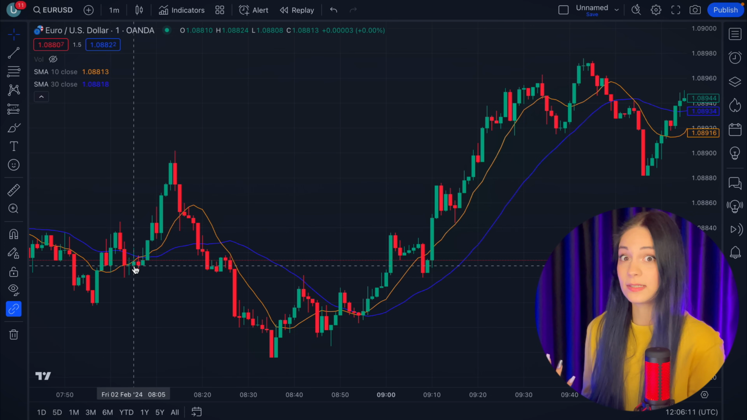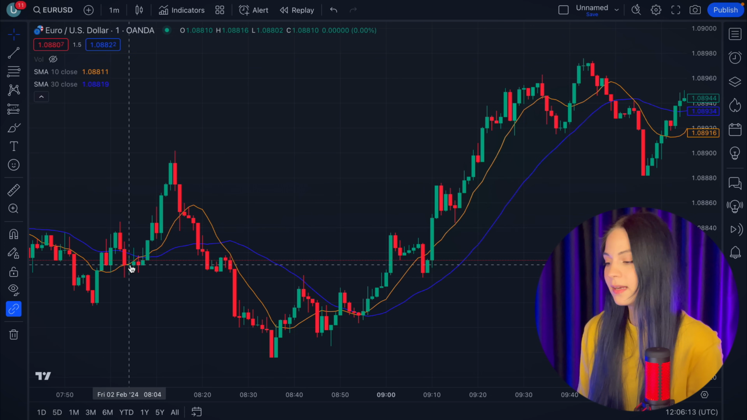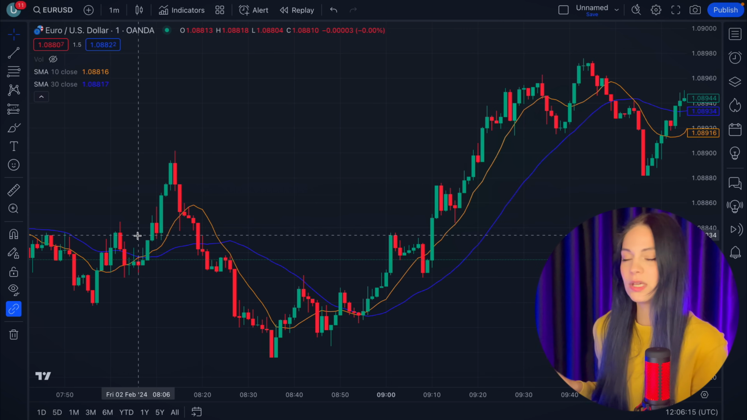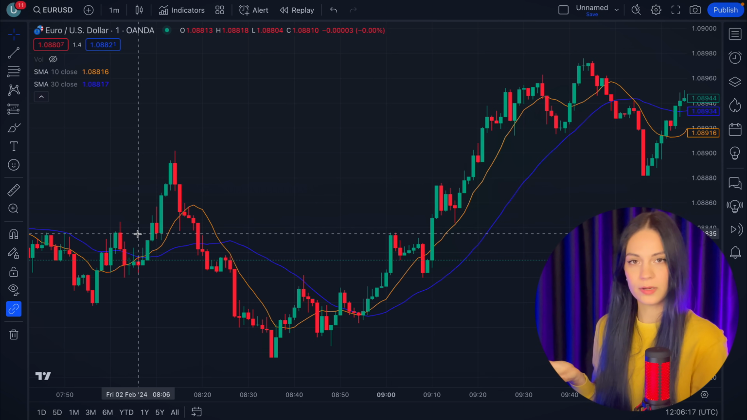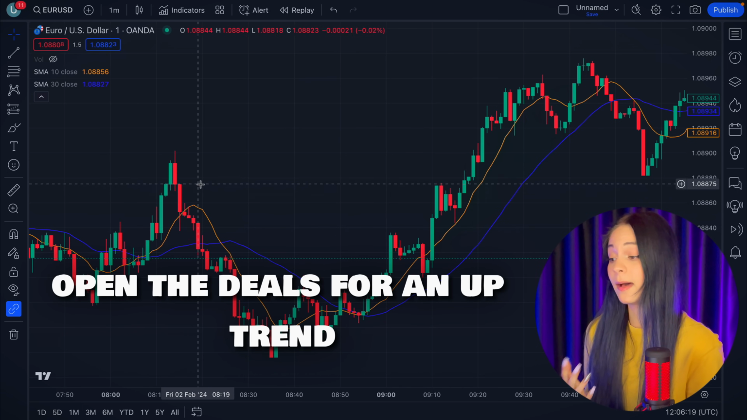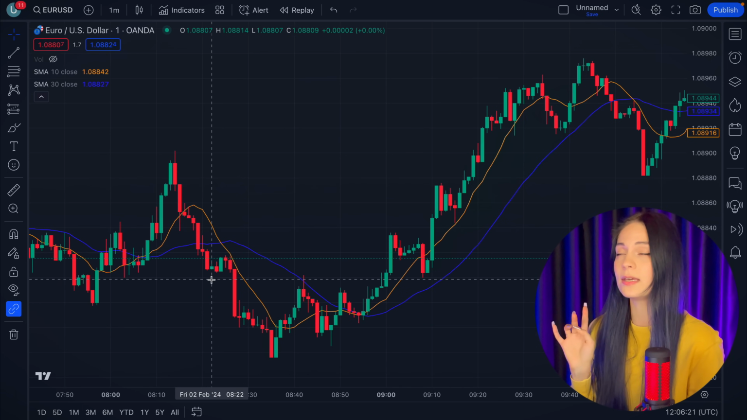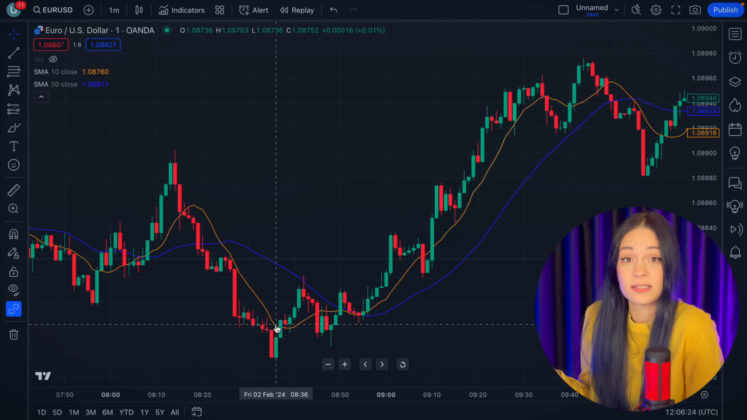And the strategy is simple as hell, as I told you. When the fast moving average crosses the mid-term moving average from the bottom up, we open deals for an uptrend. When it's vice versa, it's going to be a deal for a downtrend. That's it. That's the whole strategy.